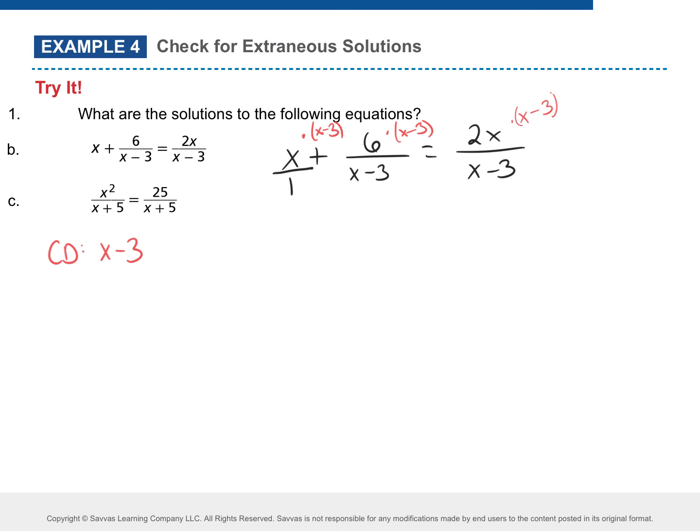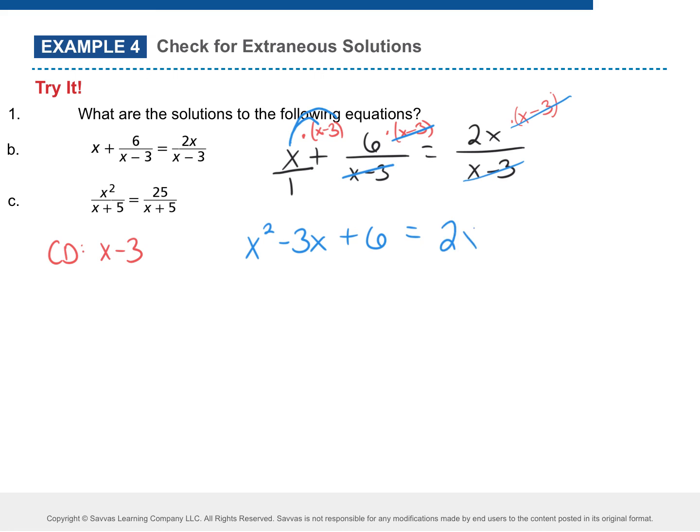Take everything one at a time. Here's my first fraction. Does anything cancel out? No. So what do we do on the top? Oh, we got to distribute. X times x is x squared. X times negative 3 is negative 3x. What cancels out in the second one? X minus 3 cancels. I'm left with 6. What about our last one? X minus 3 is gone, so what's left?